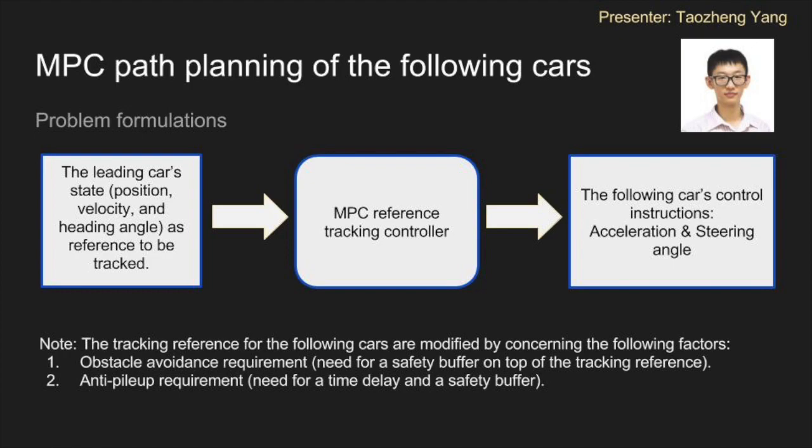Same as car B, car C would accomplish the following task. The last part is the output of the MPC planning, which gives the instructions for car B and car C, the acceleration and the steering angle, to forward pass the scenario. There are some notes we have to be concerned about. The tracking reference for the following cars is modified by considering the following 2 factors. The first is obstacle avoidance requirements, so we need a safety buffer. Another one is anti-pileup requirements, which require a time delay and also another dynamic safety buffer.